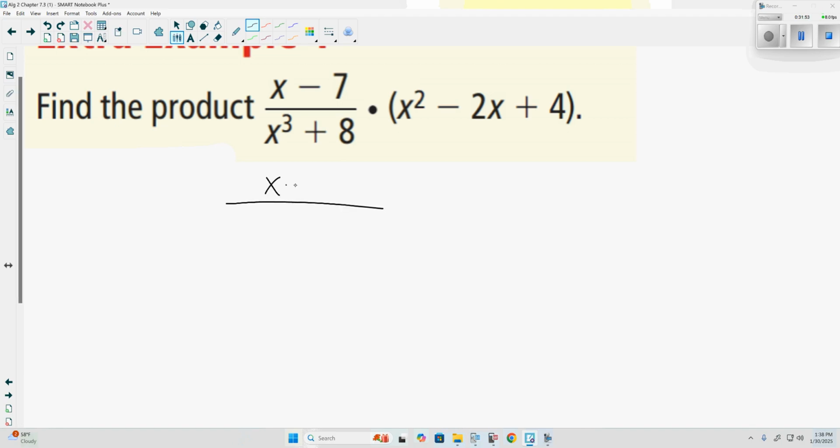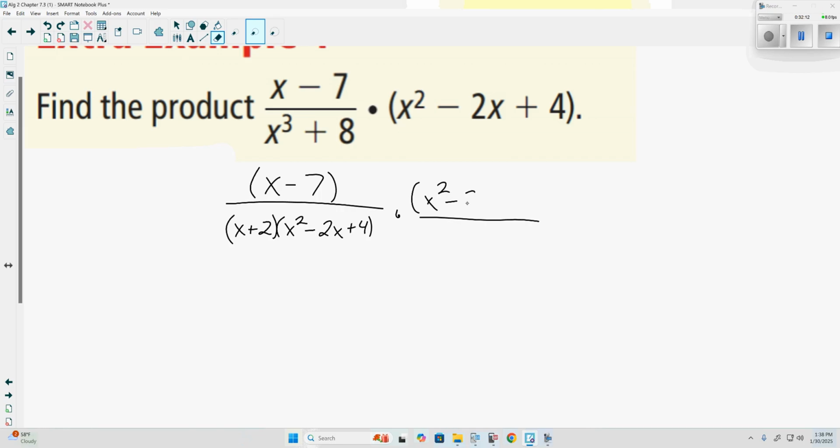Because if we went through this one here, the x cubed plus 8 would factor to x plus 2 times x squared minus 2x plus 4. And this is going to be multiplied by our x squared. And again, these would cancel, telling us that we have x minus 7 over x plus 2. But some of that's just knowing how they factor, more than anything else.